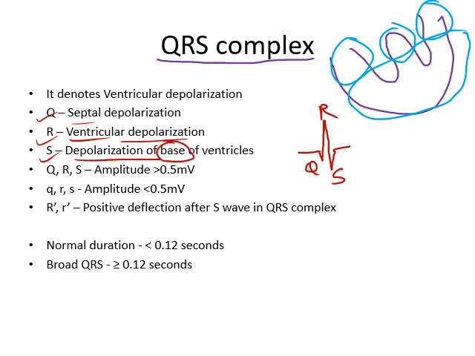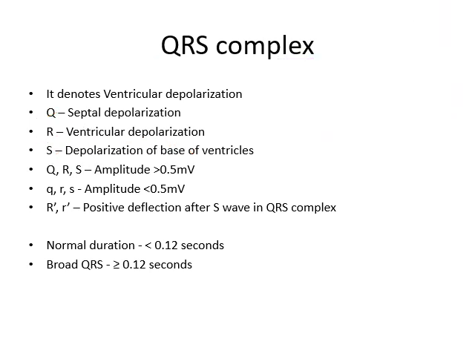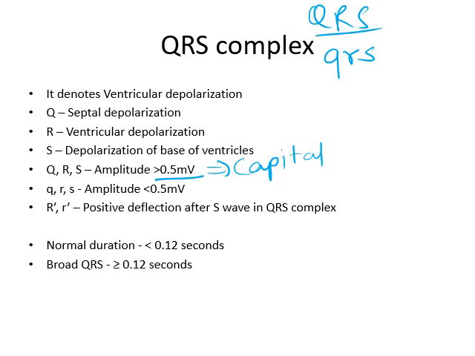Now oftentimes you will see that waves are indicated either in capital letters or in small letters. So what does that mean? If the amplitude of wave is more than 0.5 millivolts, they are recorded as capital letters. If the amplitude of waves is less than 0.5 millivolt, they are recorded in small letters. That's all about it.